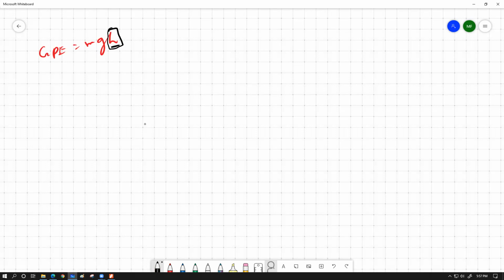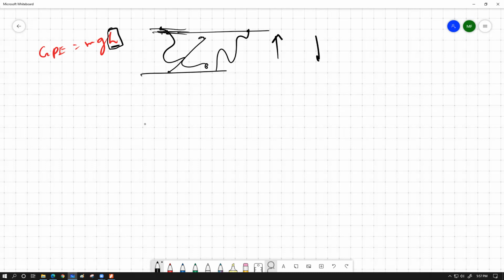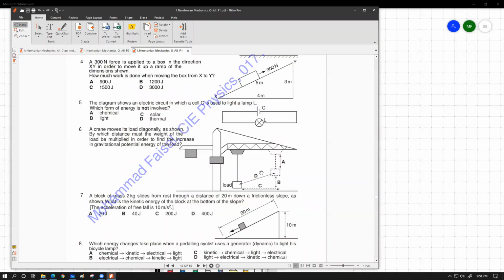So if the object somehow gets from a lower level to a higher level, whether it goes from here to here, or like this, or like this, doesn't matter. For all of these motions, the GPE gained by the object is always the same. If it goes up, GPE is gained. If the object goes down from a higher level to a lower level, then the GPE is lost. That's basically it. It's applicable for all the cases. If you understand this part, you should be able to answer this question much more easily.